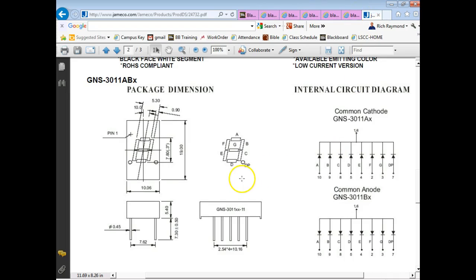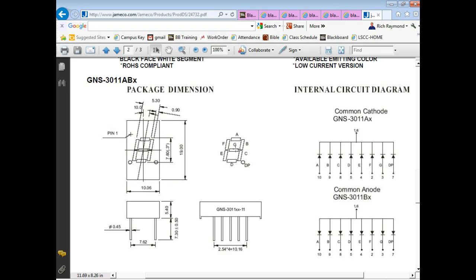So they named the segments. Can you see the names they give these segments? So the one across the top is called what? A. This is called B, C, D, E, F, and G. And so using those segments, I can display any number in the decimal number system.